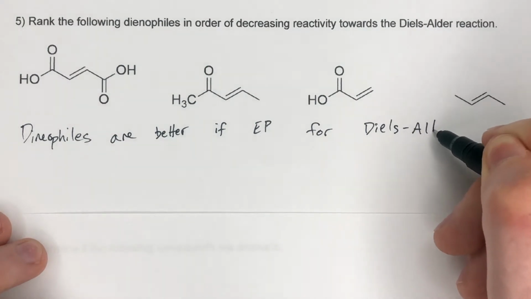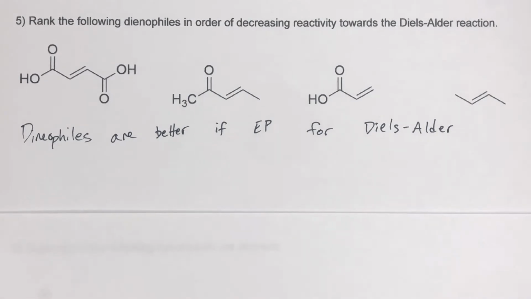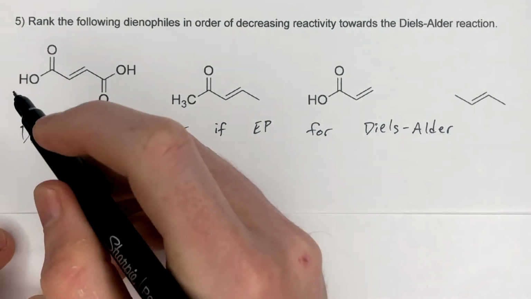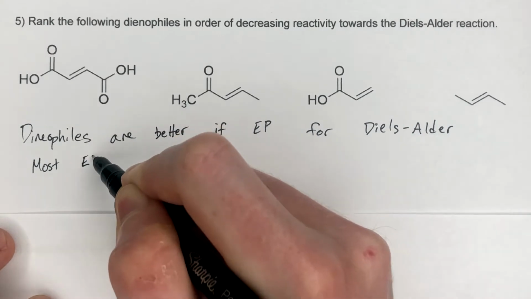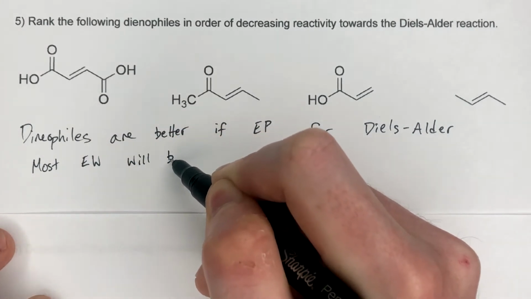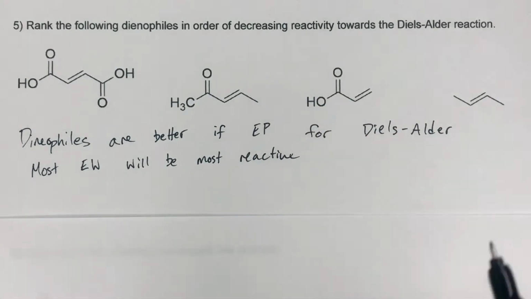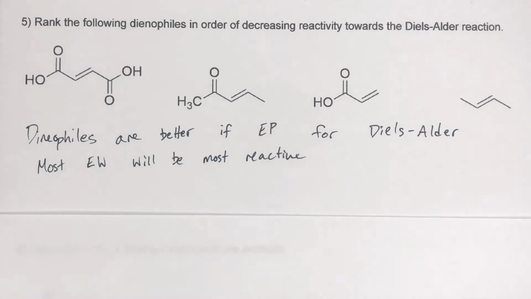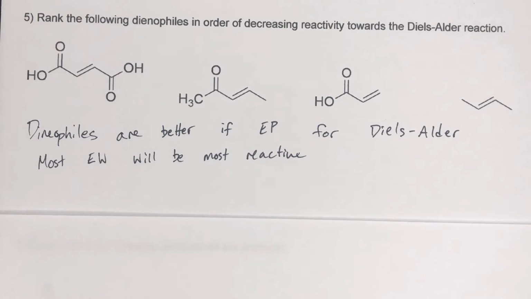Now we have to look at our molecules here and determine which one is more electron poor. For something to be electron poor, it needs to have electron withdrawing groups. So the dienophile with the most electron withdrawing groups will be the most reactive. Let's go through one at a time and assess the groups and see if they're electron withdrawing or donating.